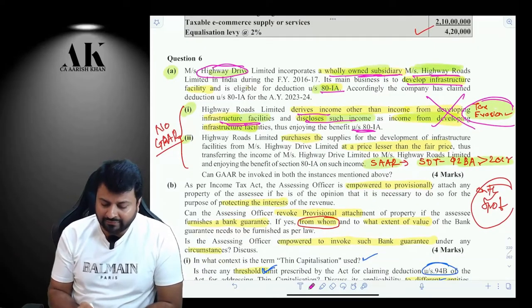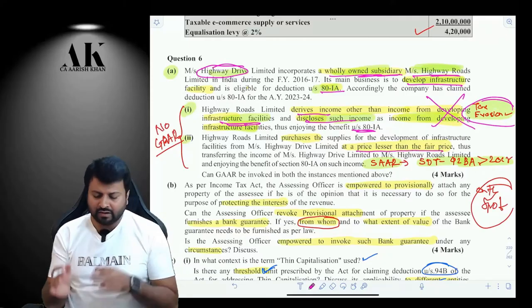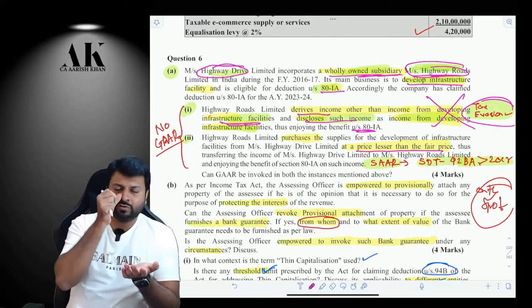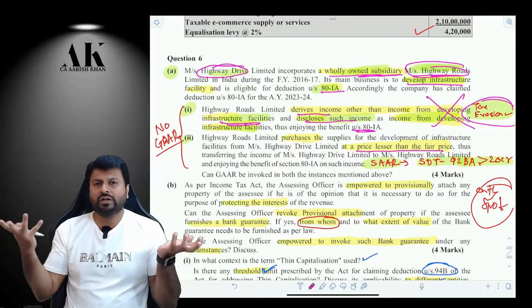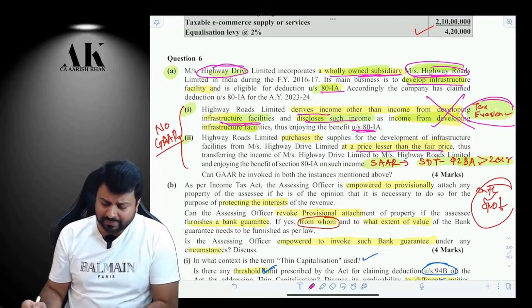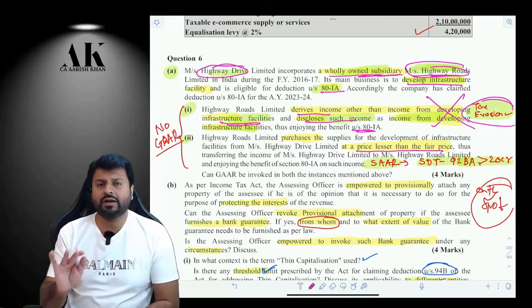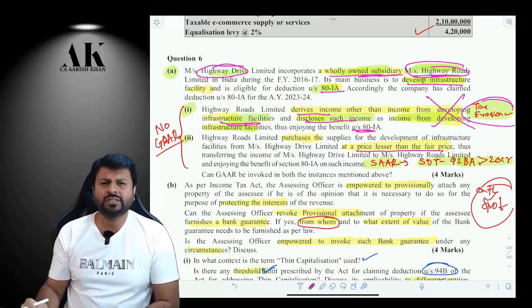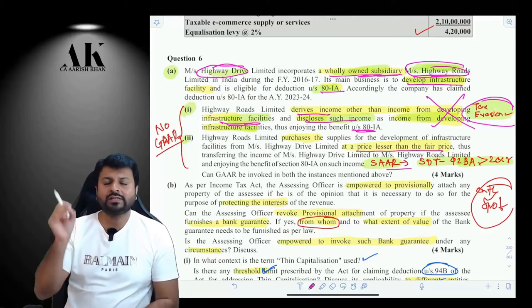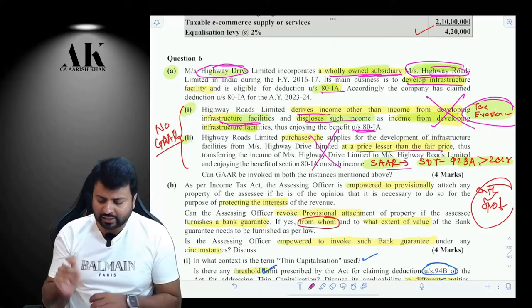Second case. Highway Roads Limited purchases the supply at a price lesser than FMV. Now, this company and its wholly owned subsidiary, one is eligible to claim deduction under 80IA. Another is not eligible to claim deduction under 80IA. Now they are selling and buying something for what? Selling and buying something for less than the fair market value. So in that case, specified domestic transaction, transfer pricing is applicable, 92BA is applicable. So again, there is a specific anti-avoidance rule. Therefore, the GAAR cannot be made applicable in this case.